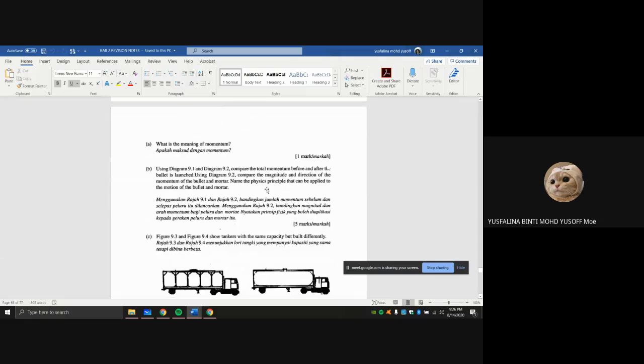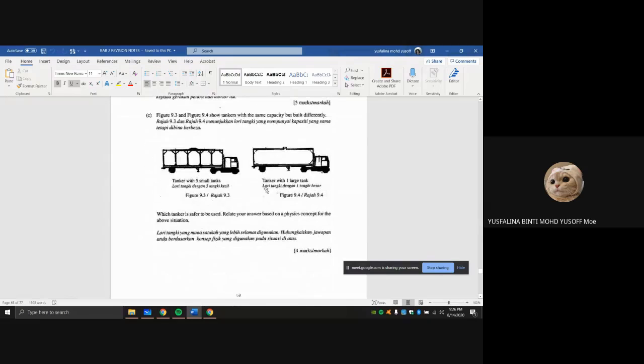Then the next one is name the physics principle. So this one is the principle of conservation of momentum. Right, for C, this one is actually not momentum. This one is actually inertia. So it is asking you, which tanker is safer to be used? So of course the diagram 9.3 or figure 9.3.